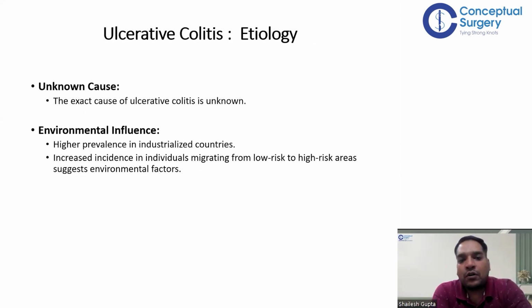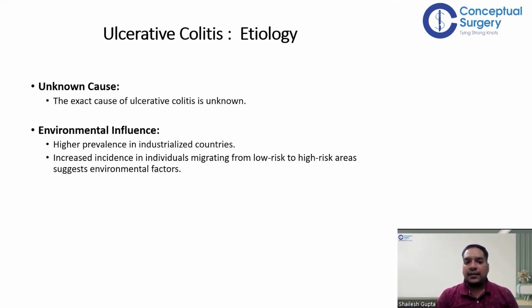So if we talk about the etiology of ulcerative colitis, the exact cause is unknown, but there are certain factors which are found to be related to ulcerative colitis. मतलब कि directly cause नहीं कर रहे हैं, but कहीं ना कहीं relation है, right?